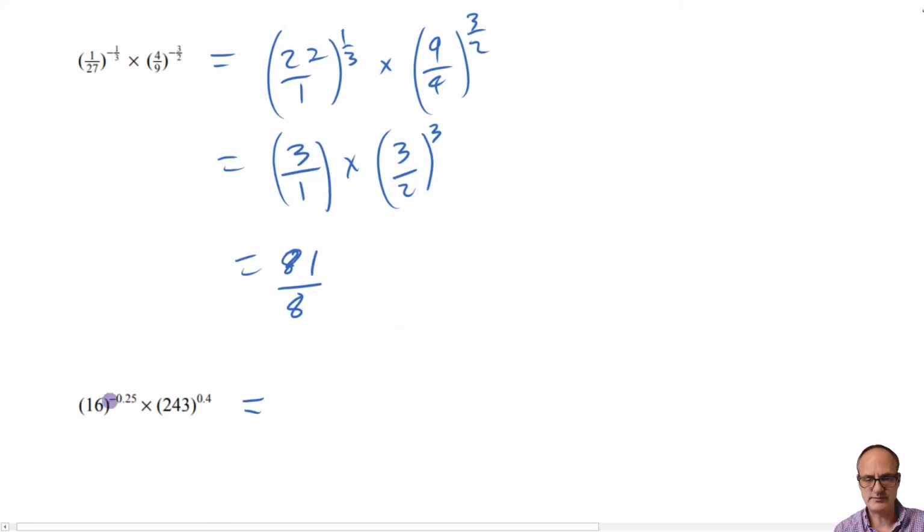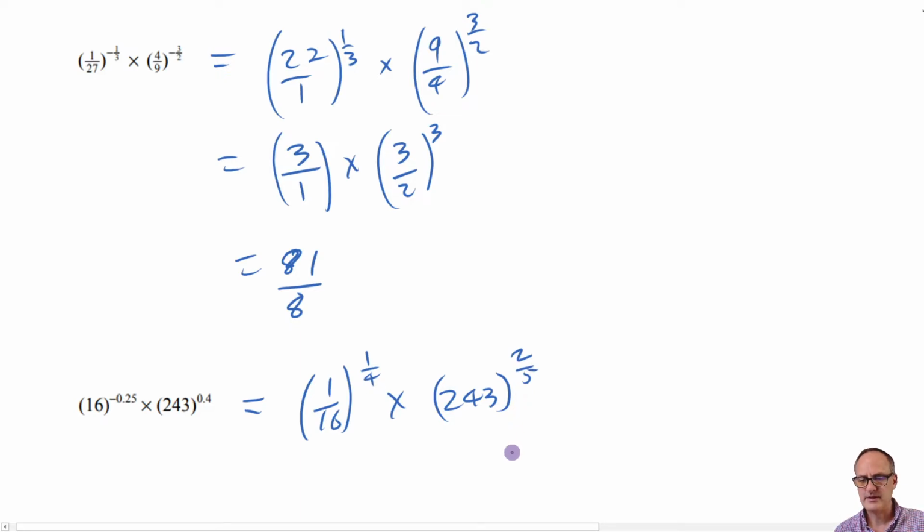And our last one of these, well, we're going to put these into fractions in a second. So let's do the minus as well at the same time. So that means 1 over 16. 0.25 means to the quarter, times, now this is 243, that's the same as 2/5. And if you're doing this, then you should realise that 3, 9, 27, 81, and it goes to 243 for the fifth one. So that fifth root of that is 3 squared gives you 9.